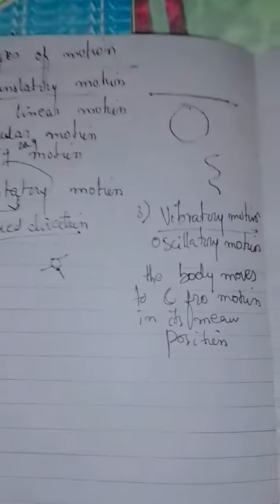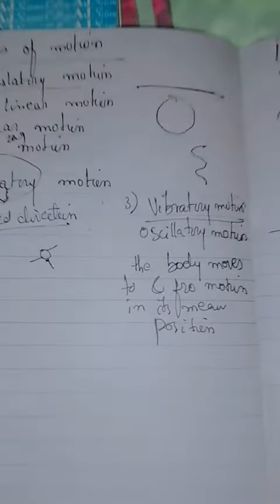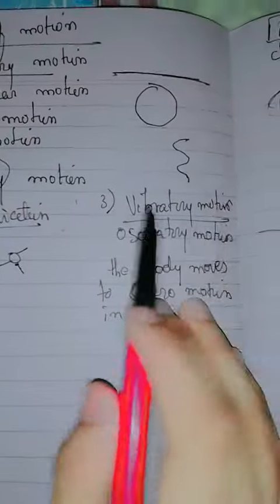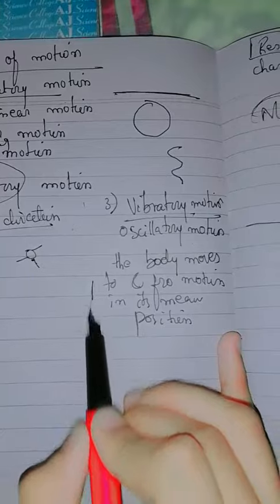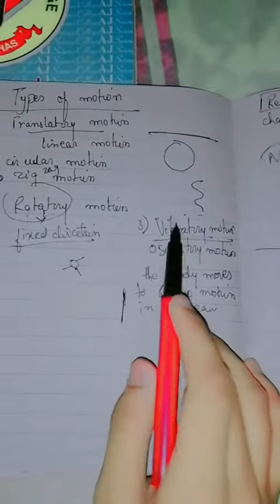To and fro means backward and forward movement but about a constant position. If a body is moving backward and forward but about its constant position, that is known as vibratory motion.